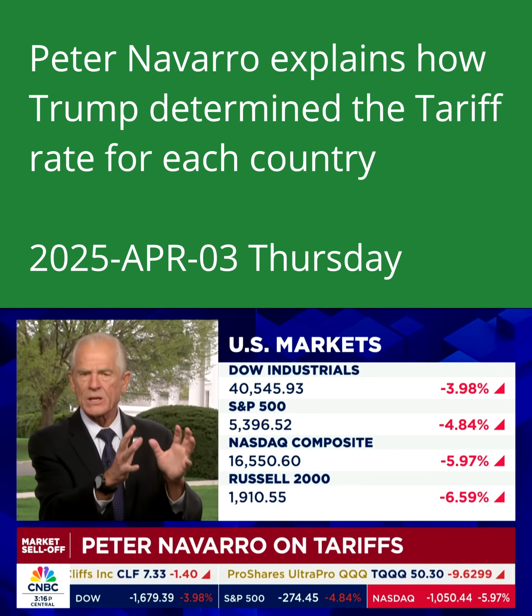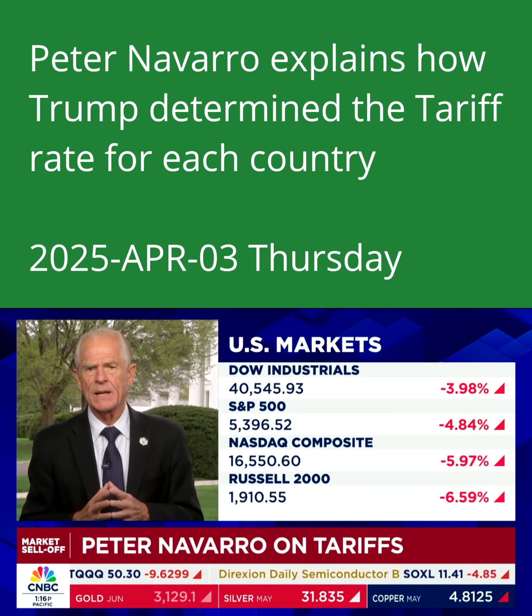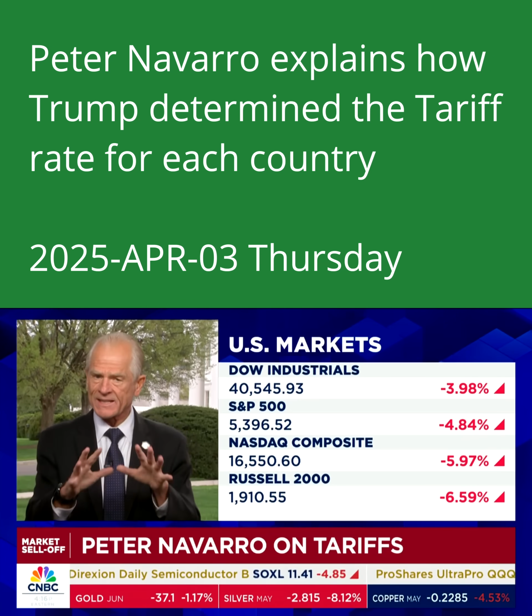There's no dispute that we get cheated. And then the president was very kind and lenient. He took half of that. But Peter, and they're customized to each country. So that's exactly what happened.